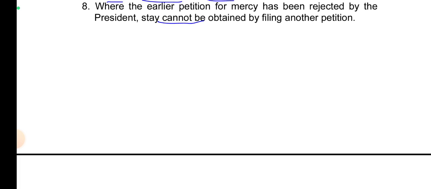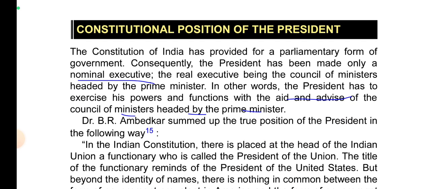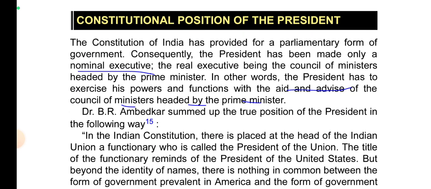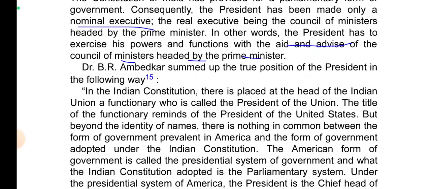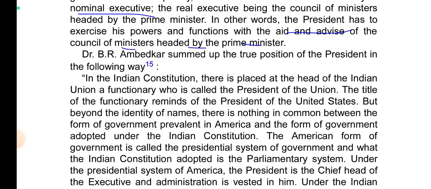Where the earlier petition for mercy has been rejected by the President, stay cannot be obtained by filing another petition. Constitutional position of the President. The President of India has provided for a parliamentary form of government. Consequently, the President has been made only a nominal executive, the real executive being the Council of Ministers headed by the Prime Minister. In other words, the President has to exercise his powers and functions with the aid and advice of the Council of Ministers headed by the Prime Minister.